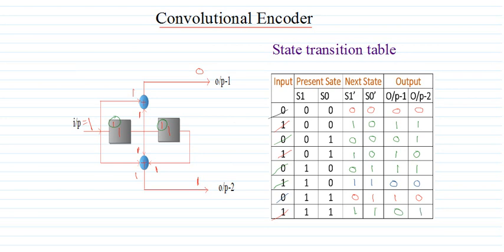So this is the complete convolutional encoder, and how the machine will work with the different combinations of present state and the inputs and produces a next state and outputs. So this table is called the complete table. A table is called a state transition table.